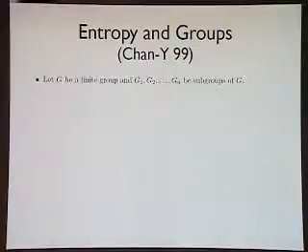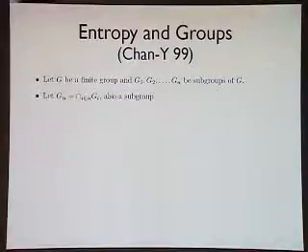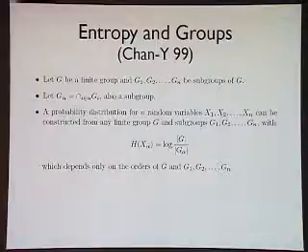Now this again was done in the master thesis of Terence Chen. The setup is the following. We let G be a finite group and G1, G2 up to Gn be subgroups of G. And we denote G of alpha to be the intersection of Gi, where i is in some index set alpha. And it turns out that G sub alpha is also a subgroup of G. A probability distribution for n random variables, x1, x2 up to xn, can be constructed from any finite group G and subgroups G1 up to Gn.